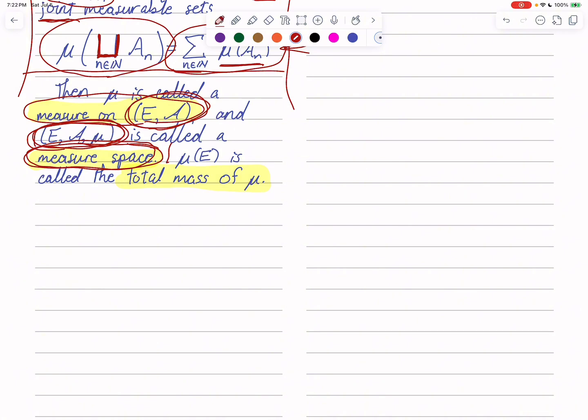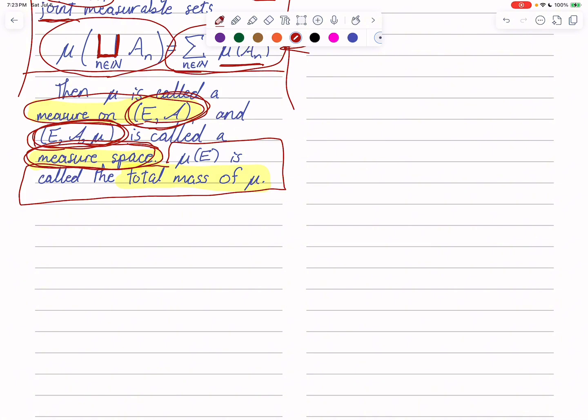Okay, the last thing to talk about here is the total mass of mu. That is what you get when you take the entire space, and remember, E is the universal set, so we're talking about measuring the entire universe. Whatever you get for that is called the total mass of mu. This actually has some interesting examples. Now, if we think about interval length, then we would be talking about measuring the entire real axis and assigning it its length. I think it's completely obvious that we would call that infinity.